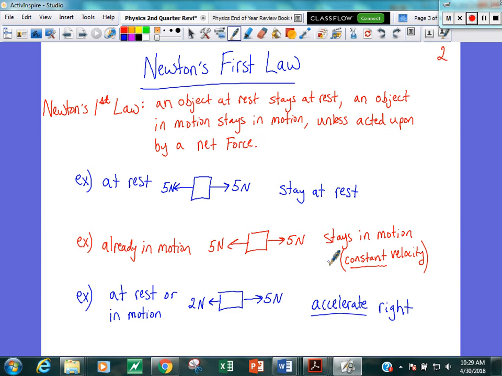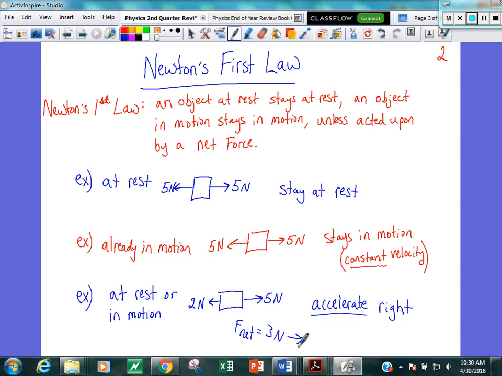Now let's look at this third example where there is a net force. But let's say the object is at rest, or it could be in motion already. Either way. Now let's say that the force is acting on it. You've got 5 newtons to the right and 2 newtons to the left. Now there's a 3 newton net force. So the net force is equal to 3 newtons to the right.